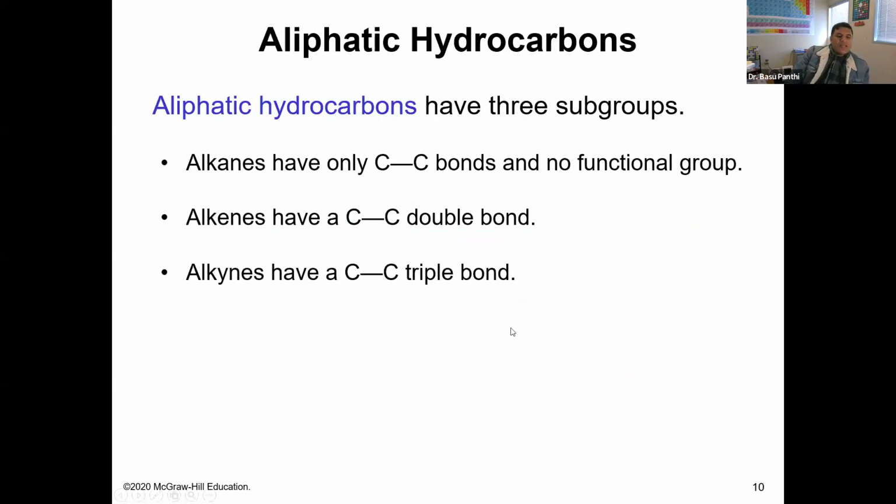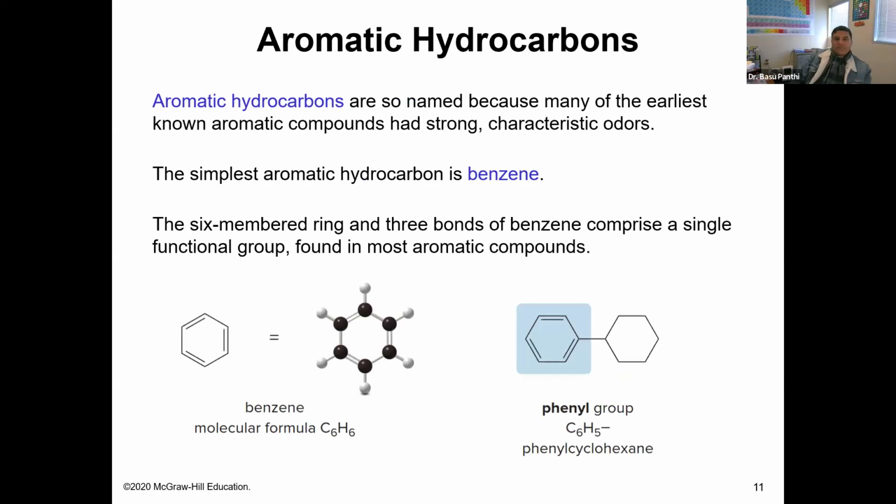So alkanes, alkenes, and alkynes. Aromatic, alternate single double bonds. They have a characteristic smell, everything. But for organic chemistry one, we don't talk a lot about aromatic compounds. They should be part of organic too.